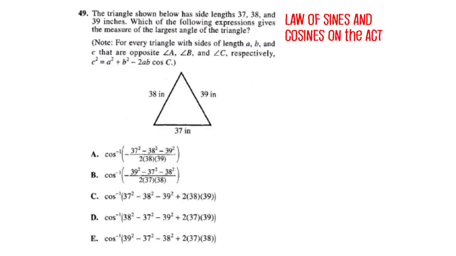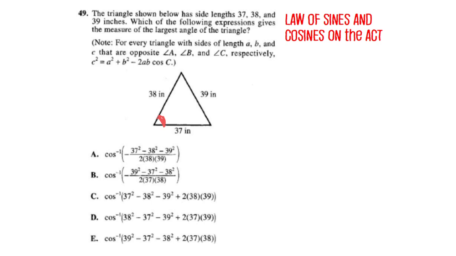All right, on this example, they're giving you a triangle with all of the side lengths. And the question says, which of the following expressions gives the measure of the largest angle of the triangle? Okay, so you need to know, well, the largest angle would have to be across from the largest side. So that would be this angle right here. You're not going to go find all the angles and then see which one is the biggest. You're just going to go find this angle because I know that that would be the largest one.